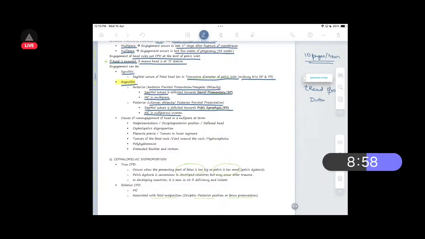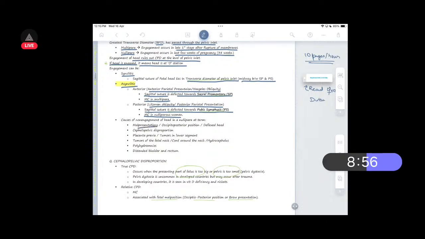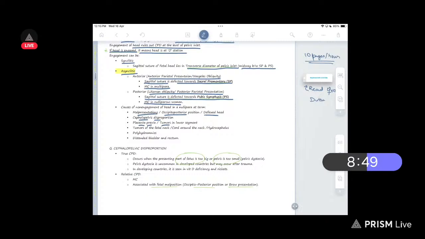So causes of non-engagement are malpresentation, occipitoposterior position, deflexed head, cephalopelvic disproportion, placenta previa, tumors in the lower segment, tumors of the fetal neck, cord around the neck, hydrocephalus, polyhydramnios, and distended bladder and rectum.